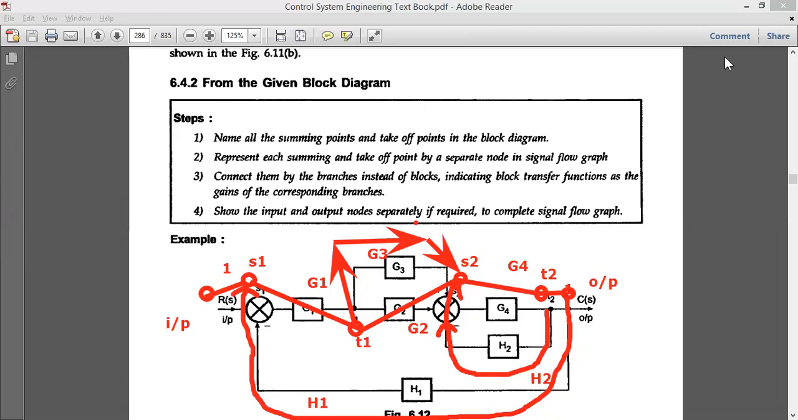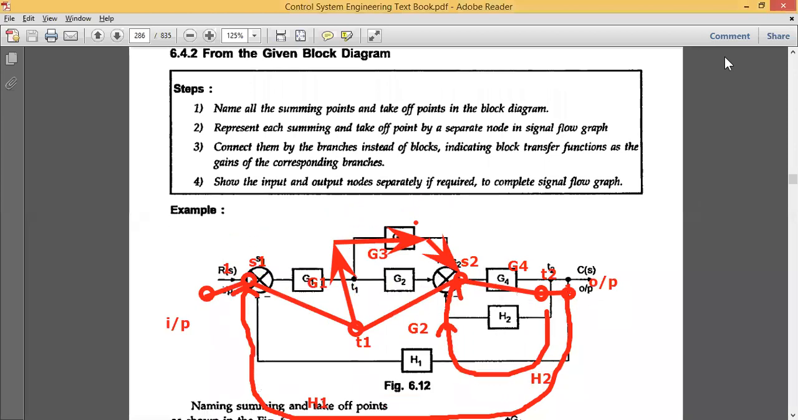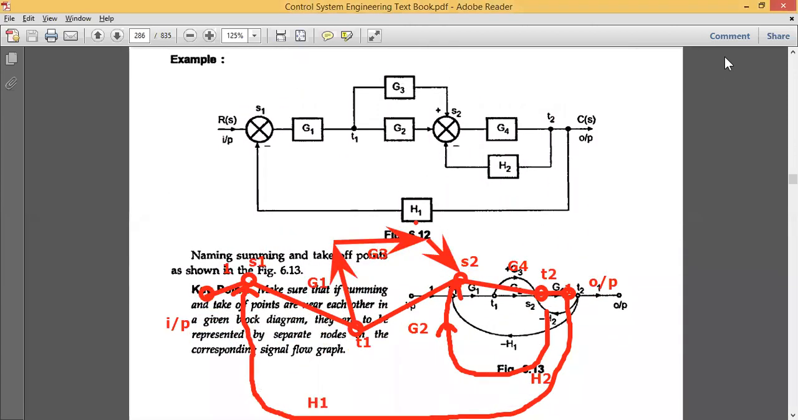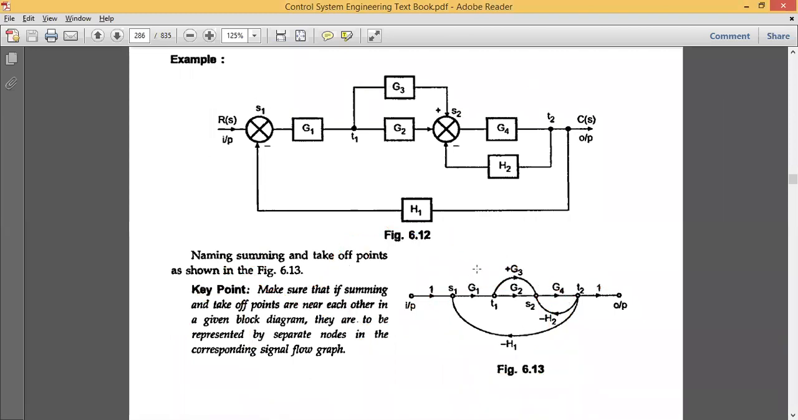I will show you the actual diagram of the signal flow graph here. This is the actual diagram for the given signal flow graph. Just look carefully at how we have represented it. I have taken one extra node at input. This S1 is one node, T1 is another node, S2 is another node, and T2 I have taken as one more node. For output I have taken one at the last part. So label all the names: input, S1, T1, S2, T2, and this is my output.